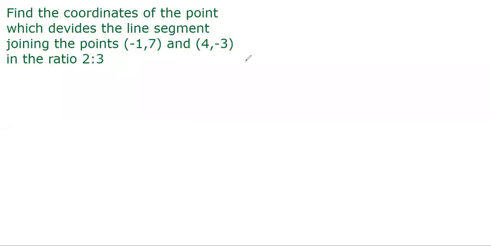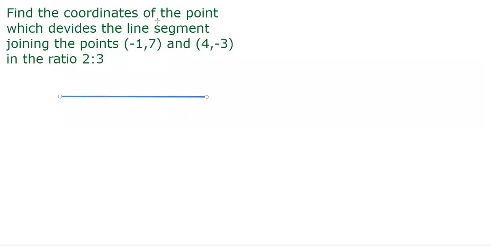Today we are dealing with problems on exercise 7.2. First of all, we'll do a direct problem in which we need to use the section formula. And you can read question number 1. Find the coordinates of the point which divides the line segment joining the points (-1, 7) and (4, -3) in the ratio 2:3. This is a direct application of what we have learned.